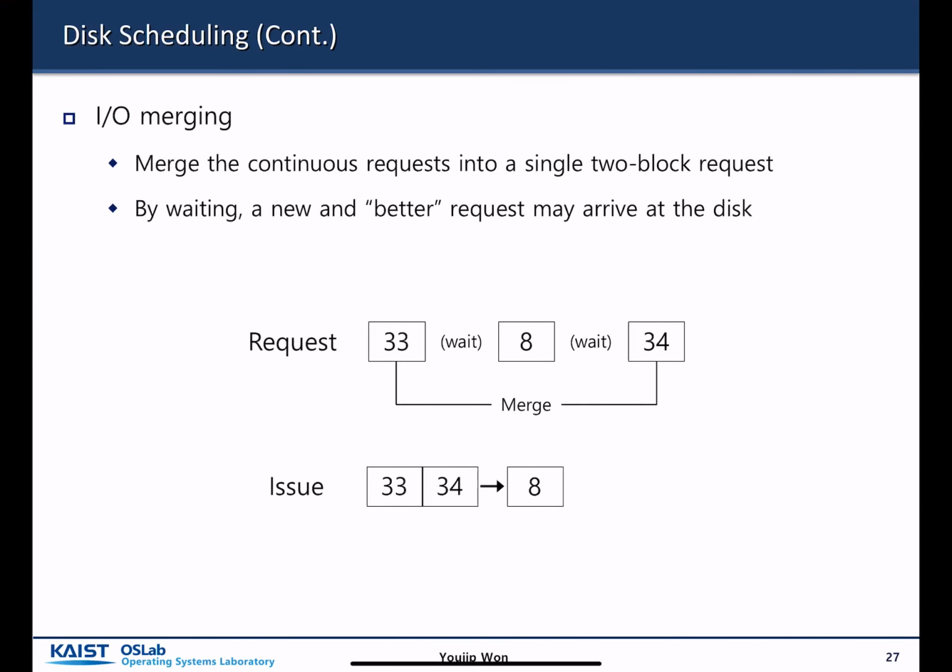And there is another issue, such as IO merging. IO merging merges contiguous requests into a single two-block request. By waiting, a new and better request may arrive at the disk. So there is 33 and there is 8, and then it waits for another request, and then 34 comes, and then we can issue 33 and 34 as a single disk request, and then perform 8. That is called IO merging.